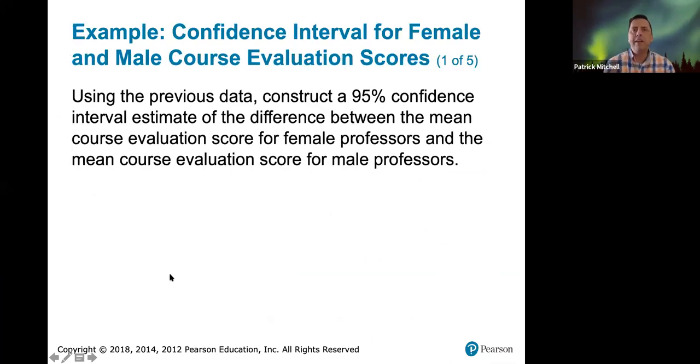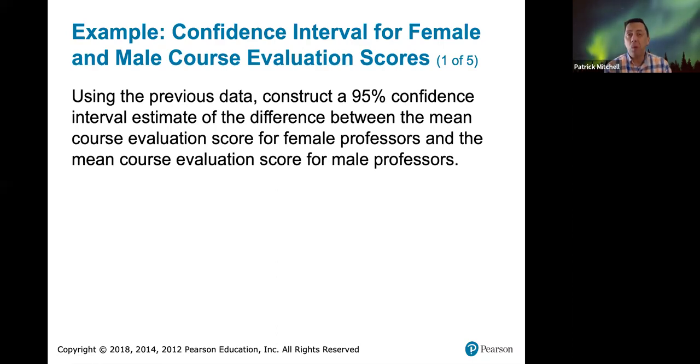Okay, so now an example of a confidence interval. Using the previous data, we're going to construct a 95% confidence interval estimate of the difference between the mean course evaluation score for female professors and for male professors. So before we get into this, I just want to say again that it really doesn't matter which sample is number one and which sample is number two.